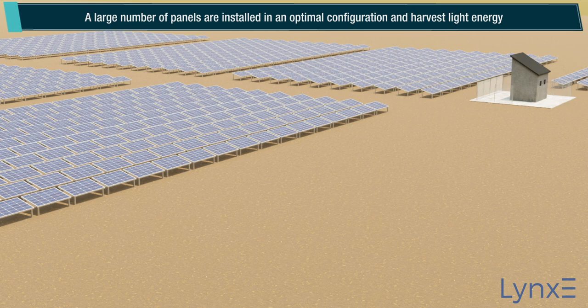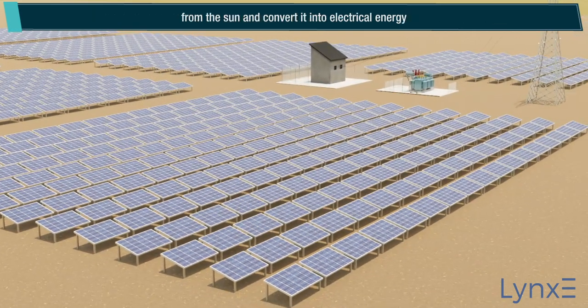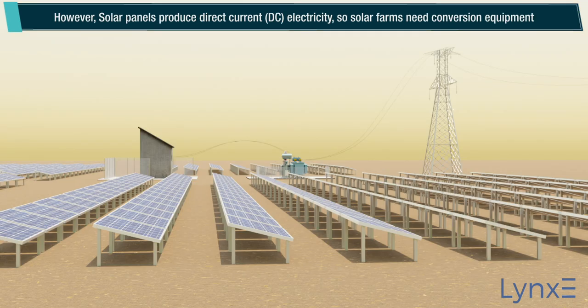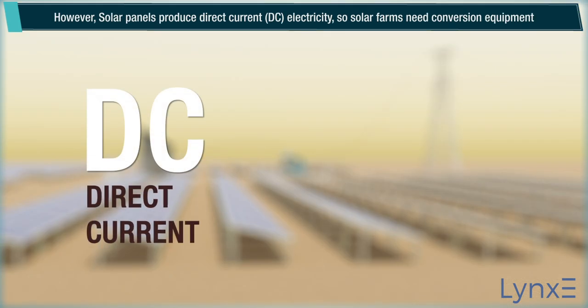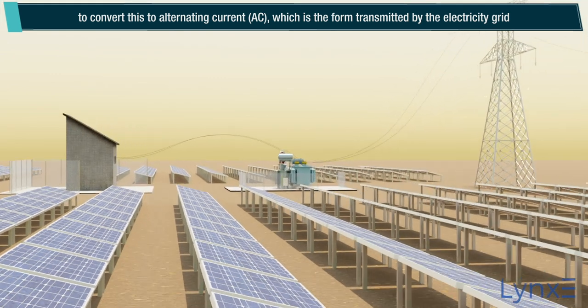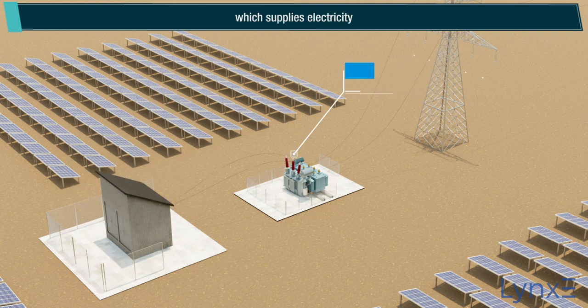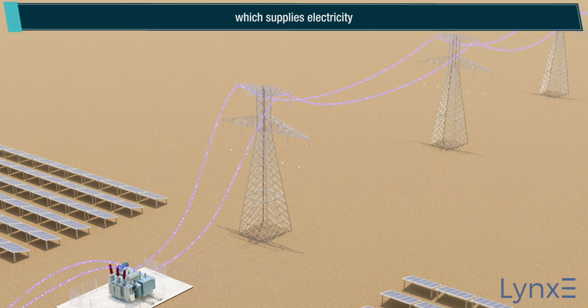A large number of panels are installed in an optimal configuration and harvest light energy from the sun and convert it into electrical energy. However, solar panels produce direct current, DC, electricity, so solar farms need conversion equipment to convert this to alternating current, AC, which is the form transmitted by the electricity grid. This conversion is done by inverters, and it is connected to a step-up transformer which supplies electricity.